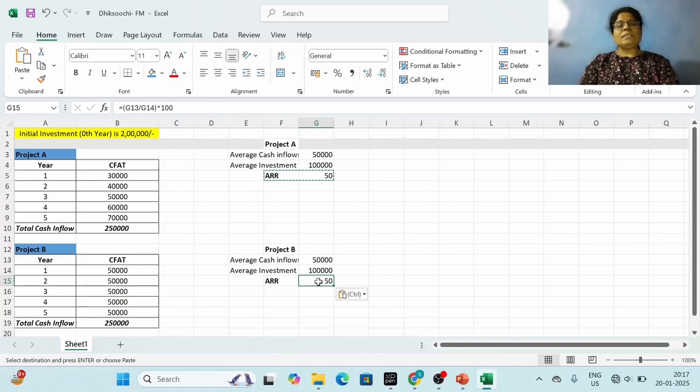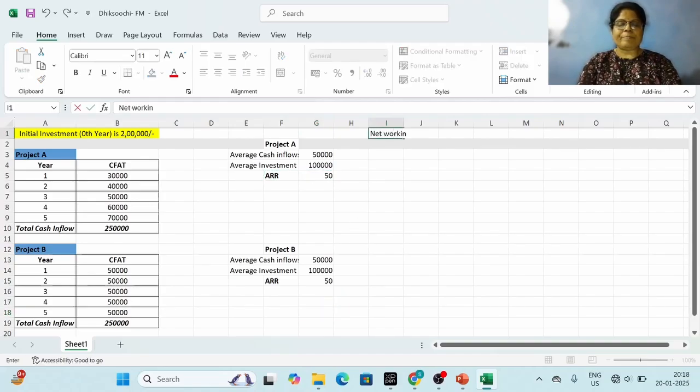So it is at the discretion of the investor. Whatever project he would like to invest in, he can invest. Both the projects are giving him the same kind of ARR. Okay, this is a general process of how we can do it. Now, under ARR, let us assume they have given net working capital. Okay, so net working capital, let us assume it is some 10,000. Okay, they have also given the scrap value.